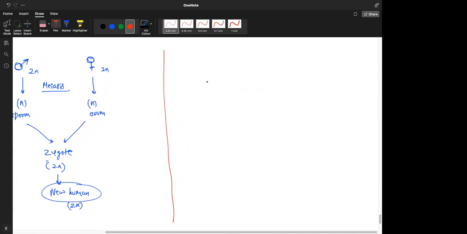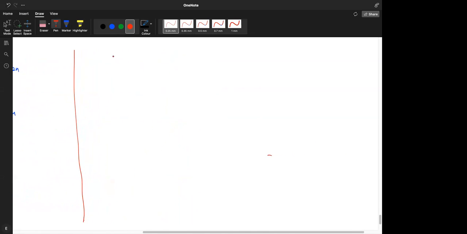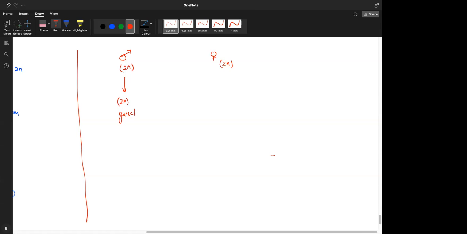The problem would have been, let's see here, ploidy will increase, right? So there will be a male 2n and a female 2n. But since they cannot do meiosis, they will only do mitosis. So their gametes will also be 2n, right? Because mitosis is equational. And when they reproduce, the zygote will be 4n. You understand?